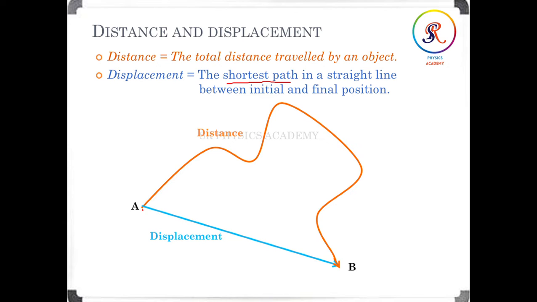So now here, what is A to B? Here, the distance is the total distance travelled by an object. Displacement is about the initial point and final point. Here, the initial point is A, and the final point is B. That is, we can say it is the shortest path in a straight line between the initial and final positions.